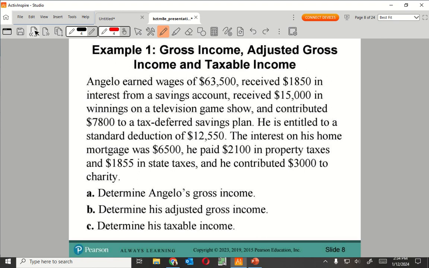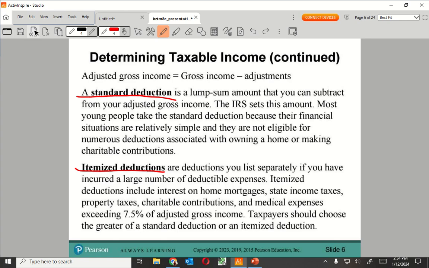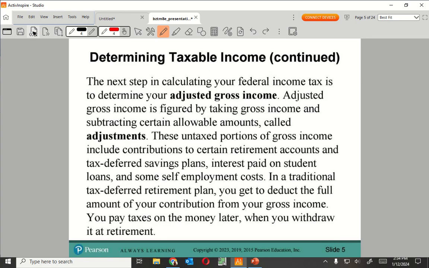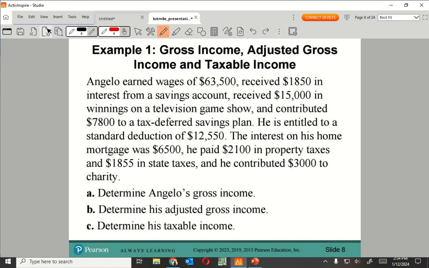So now I'm going to go back to the vocabulary. Adjusted gross income, okay, is figured by taking the income and subtracting certain allowable amounts called adjustments. The untaxed portions of gross income include certain retirement accounts and tax-deferred savings plans, interest paid on student loans, and some self-employment costs. Okay? So, let's go back to the word problem. Let's try and find some adjustments. Do we have any adjustments?